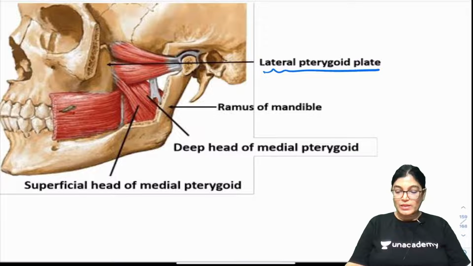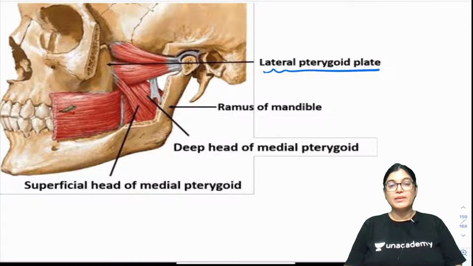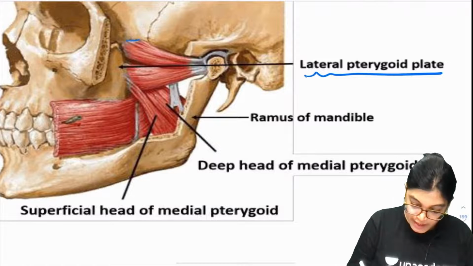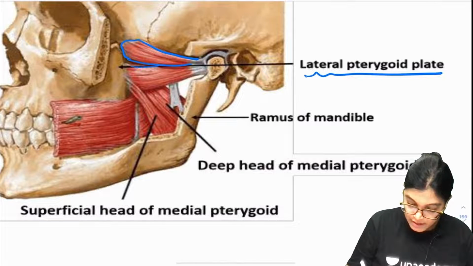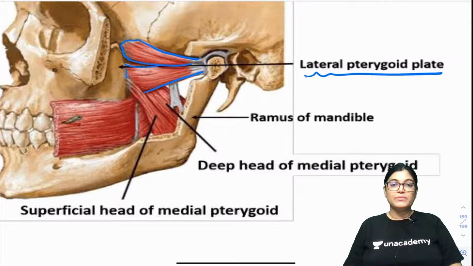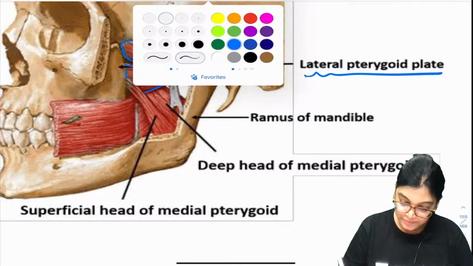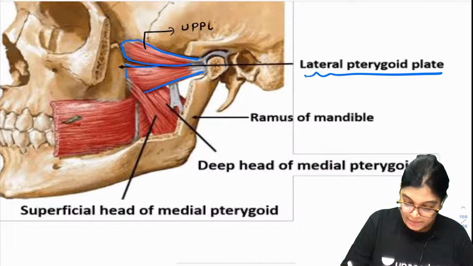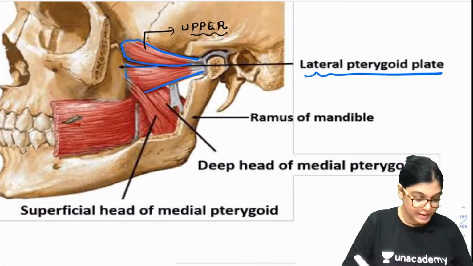In this diagram you can see the lateral pterygoid muscle has two heads of origin. Let me enlarge it slightly. This is the upper head of origin and this is the lower head. So the lateral pterygoid muscle has two heads. This is the upper head or superior head.